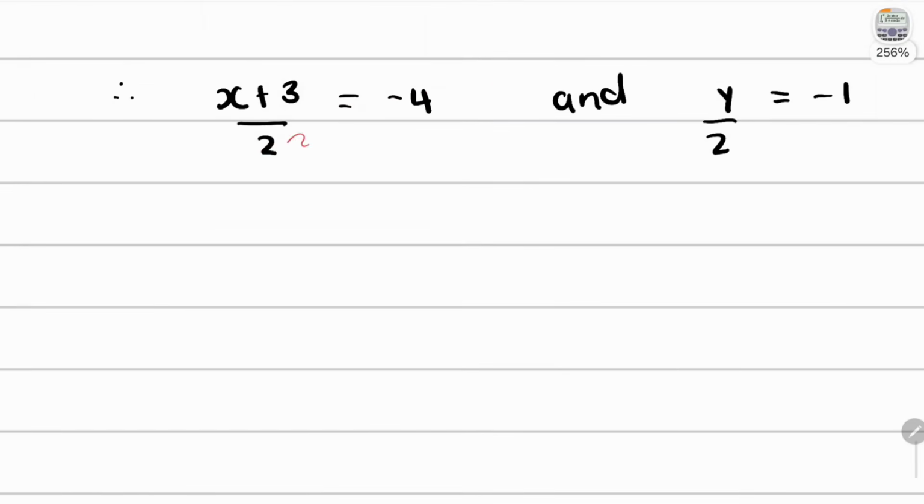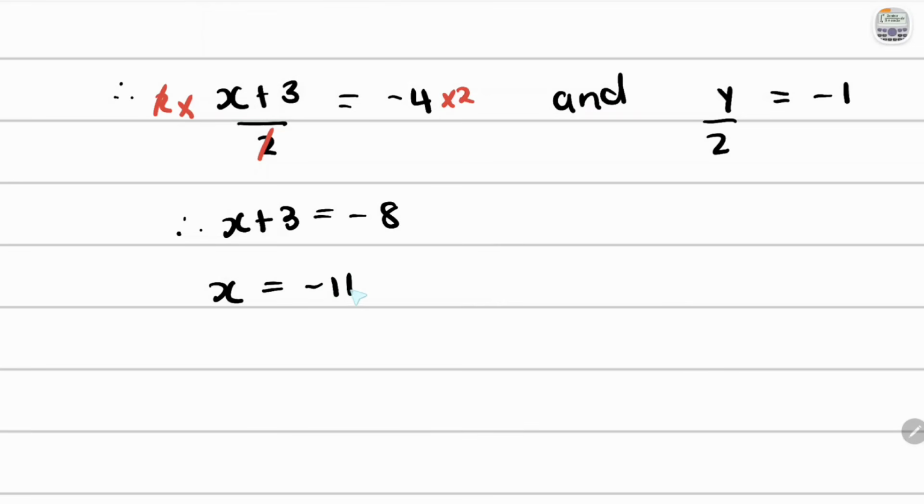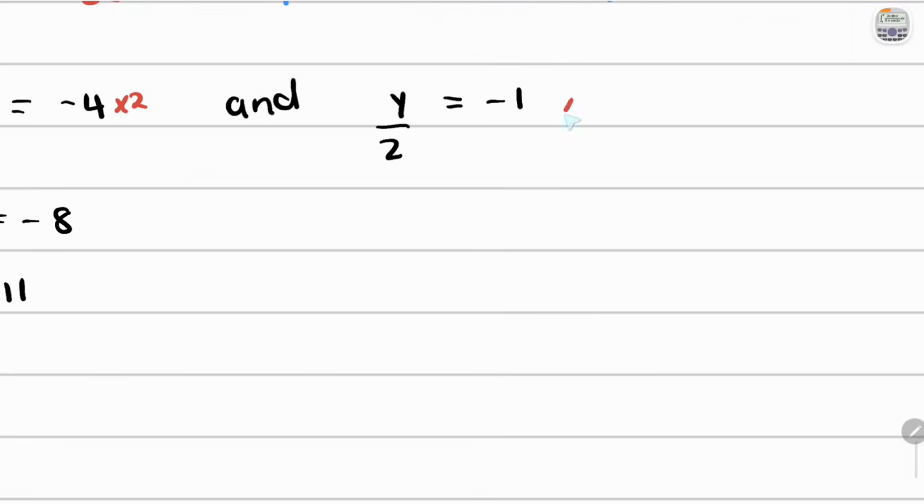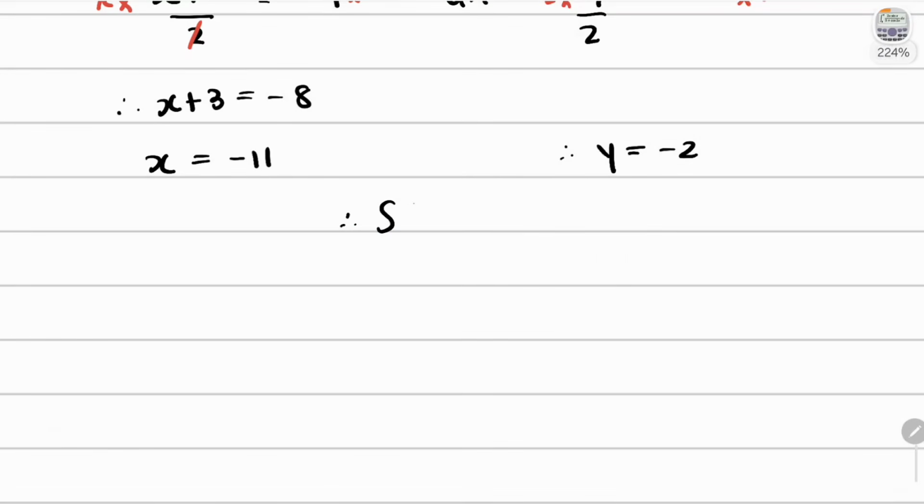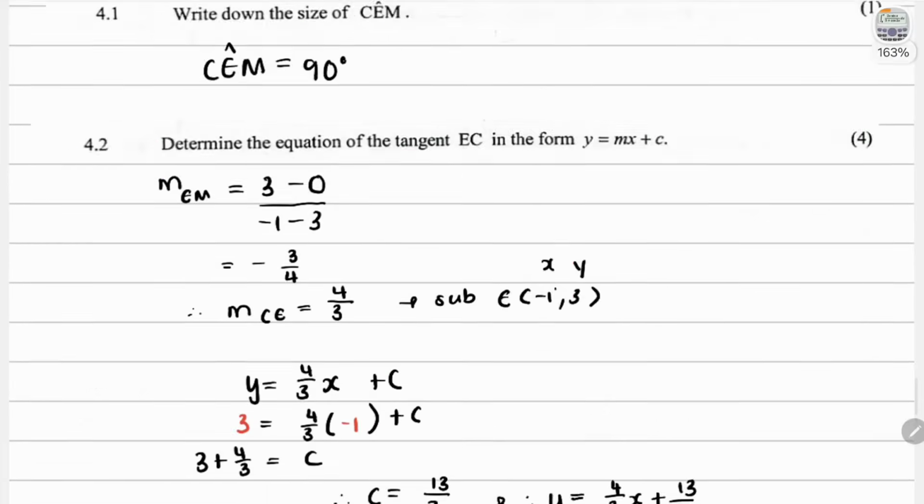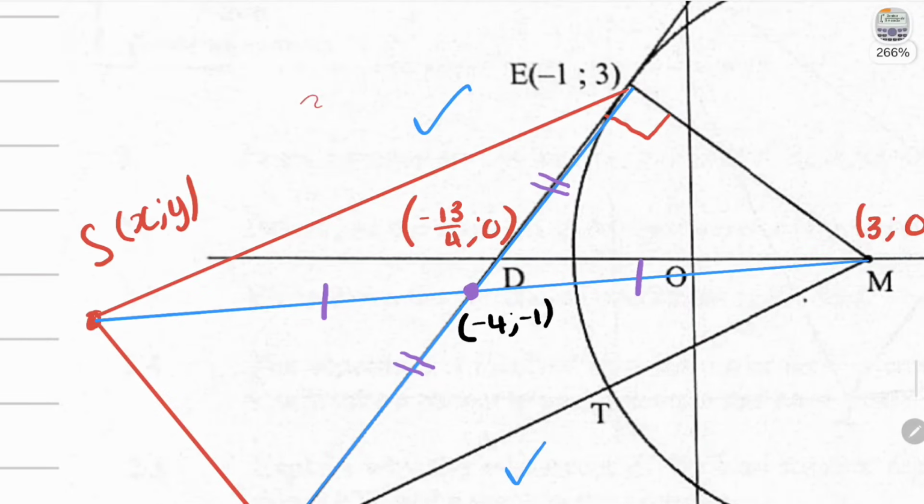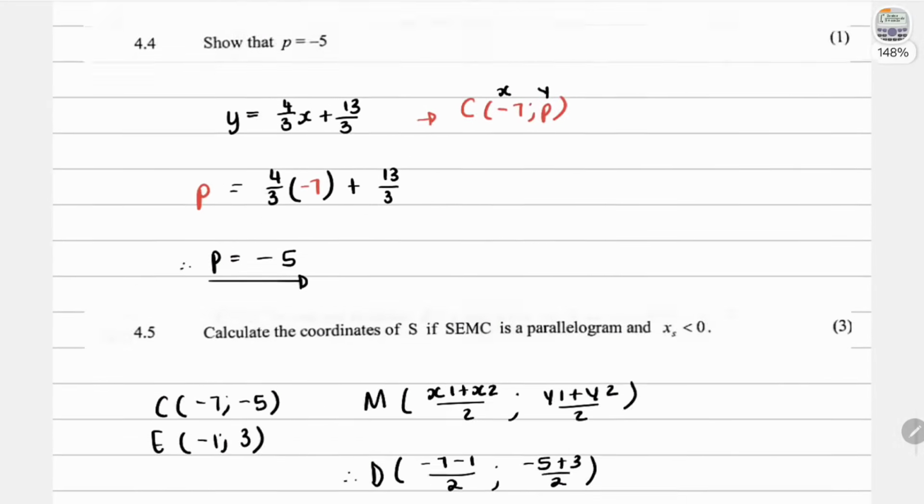Okay, so here you can multiply both hand sides by 2 to get rid of that 2 there. And so now that it's gone, it means that x plus 3 equals -8. And therefore x equals, if you take 3 over, it becomes negative, which is -11. Okay, and then here, simply multiply both hand sides by 2. And therefore y equals -2. And there we have S now. S is the point (-11, -2). Okay, so that is what S is. We can just fill that in so we know we have it. -11 and -2. Okay, so that is it for that question.